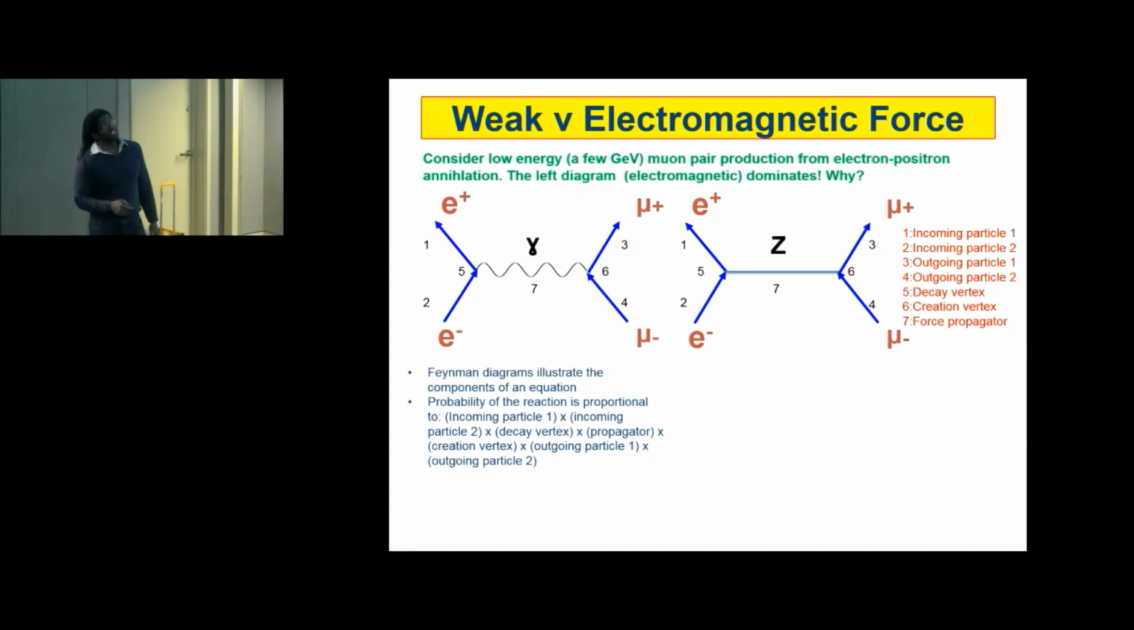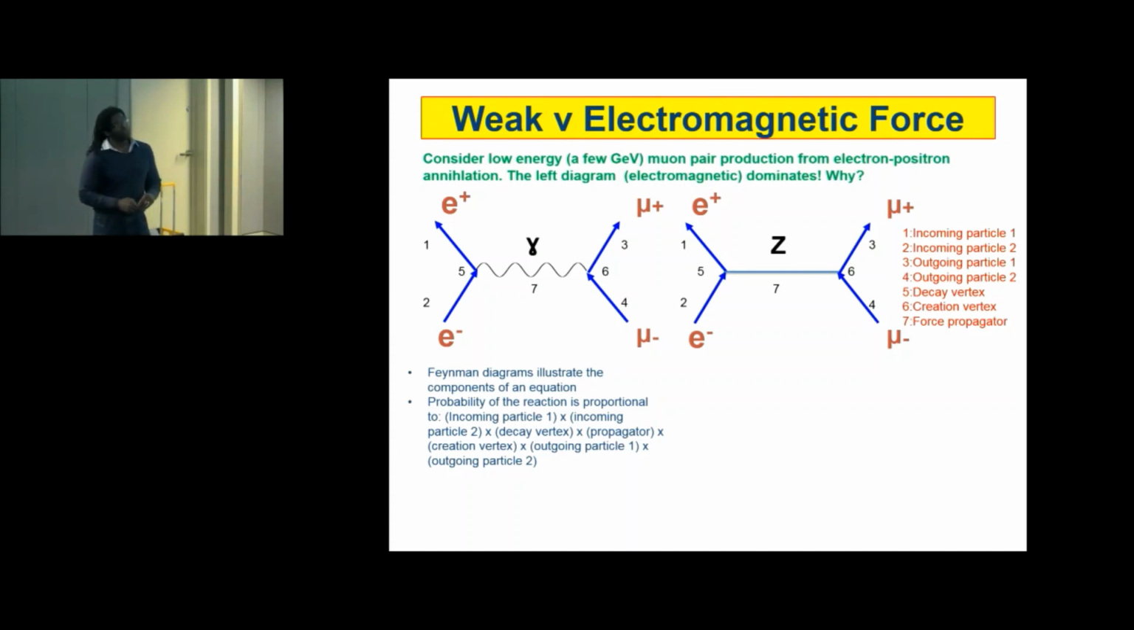You've got the vertices, where these particles annihilate and pair produce, 5 and 6. Slightly different in that you've got a photon connected here and a Z connected here, a photon producing here and a Z producing here. 5 and 6 slightly different. However, you do the maths, the difference is negligible, so we can just say, forget that.